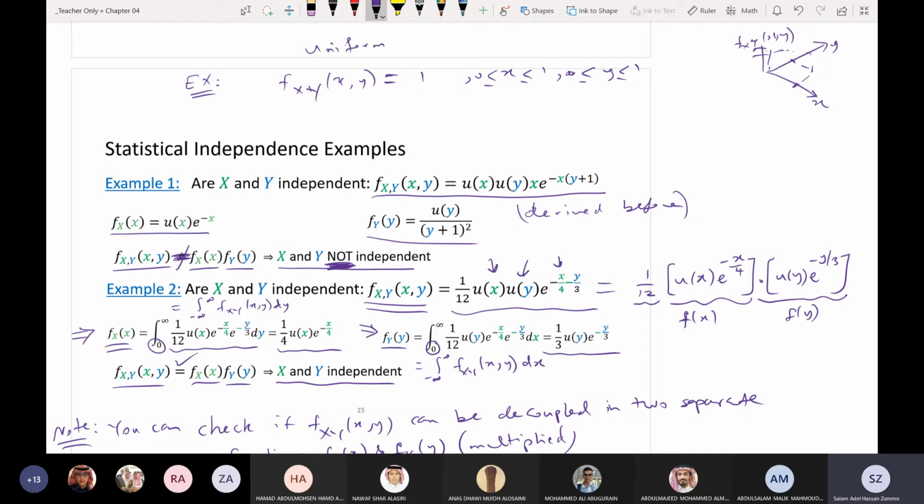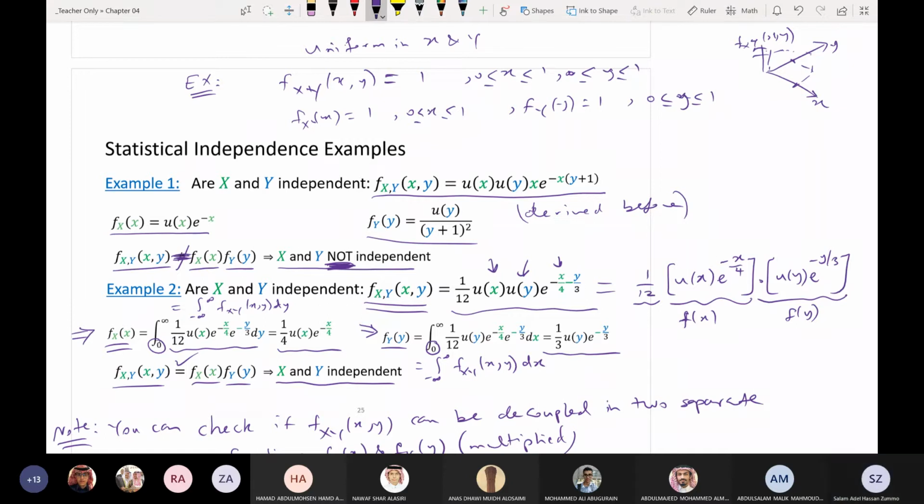Uniform in x and y. And you can see that this is also independent. Why? Because I can separate this into fx equals 1 between x 0 and 1, and fy equals 1 also between 0 and 1 for y. Right or not? y, sorry.